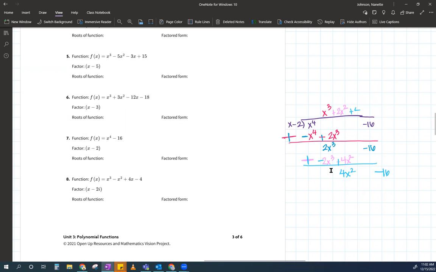And then 4 times x, that's 4x squared, and that's minus 8x. And I'm going to subtract. Oops, I forgot to change colors. Sorry about that. And then I change everybody's to their opposite. These cancel. Woohoo! That means I did it right.